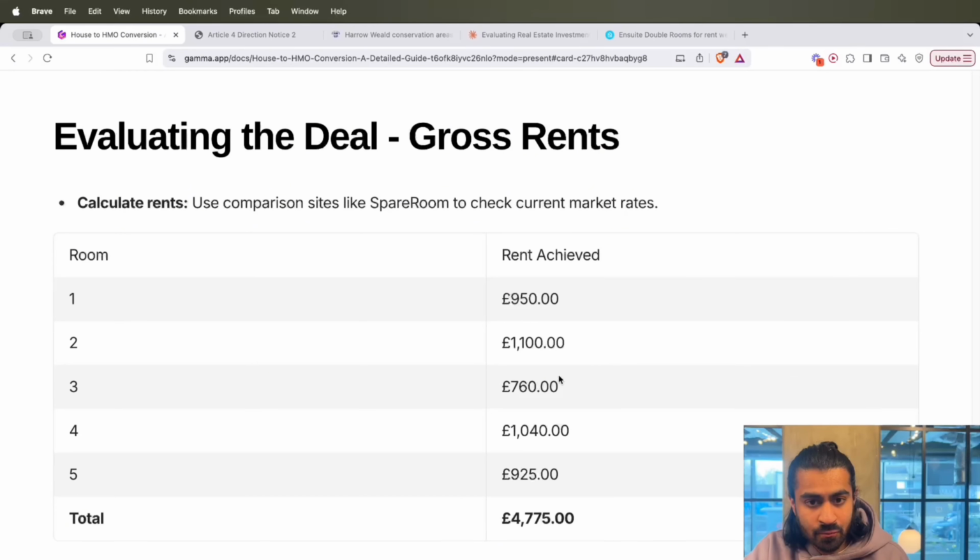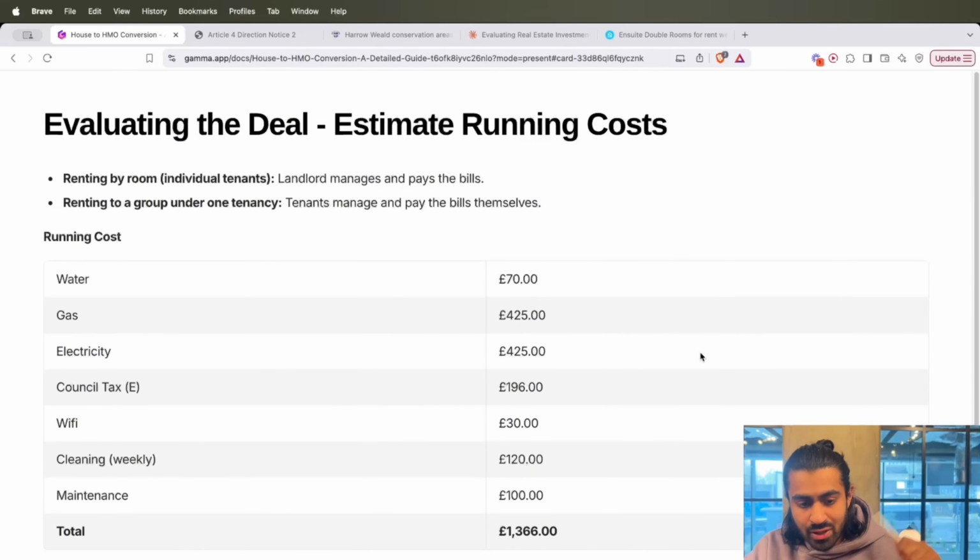Again, from my perspective, these are the rooms that I've actually already achieved. So this is what we achieved for all 5. Then after you've understood the gross rent, when you're renting by room, so these numbers are by room, generally as a managing agent or a landlord, you are responsible for handling the bills.